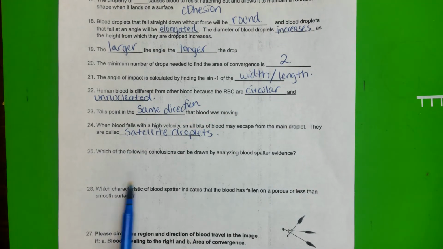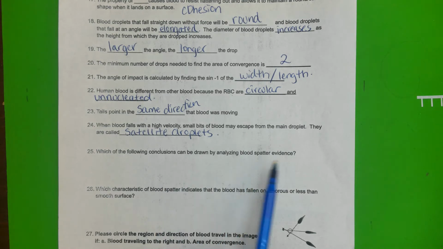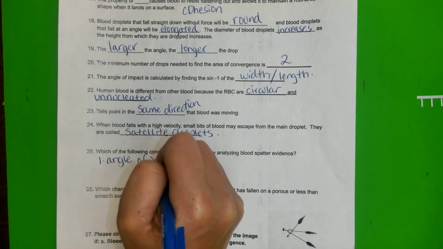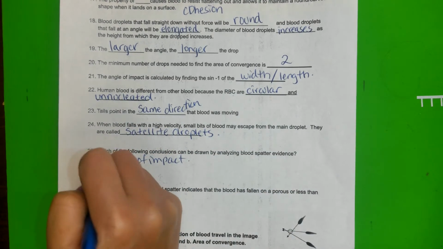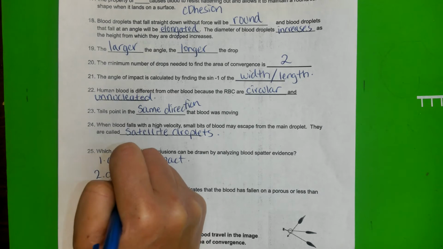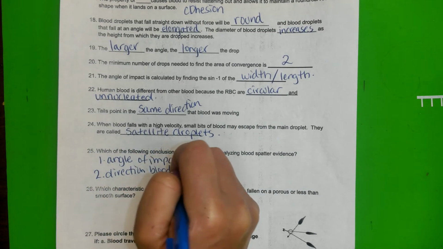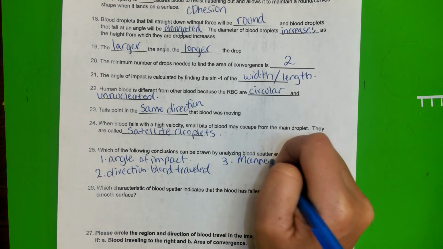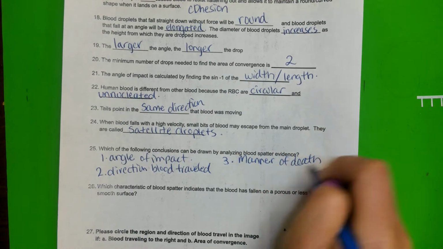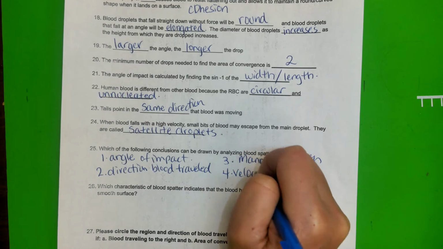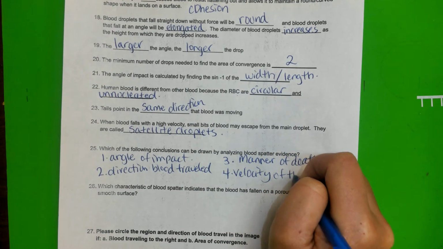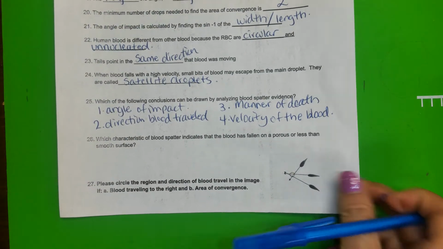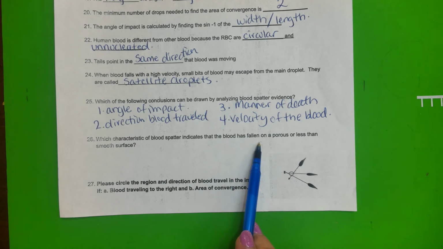Number 25, which of the following conclusions can be drawn by analyzing blood spatter evidence? That is 1, angle of impact. 2, direction blood traveled. 3, manner of death. Number 4, velocity of the blood.